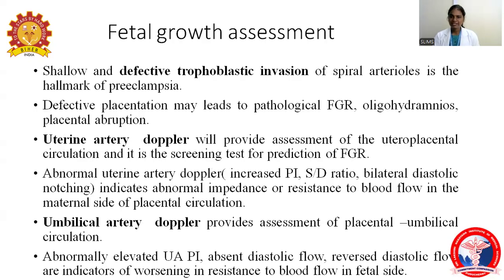Uterine artery Doppler will provide assessment of the uteroplacental circulation and is a screening test for prediction of FGR and preeclampsia in the first trimester itself. Abnormal uterine artery Doppler, that is increased PI, S/D ratio, and bilateral diastolic notching, indicates abnormal impedance or resistance to blood flow in the maternal side of placental circulation. And next is umbilical artery Doppler. It provides assessment of placental to umbilical circulation. Abnormally elevated umbilical artery PI, absent diastolic flow, and reversed diastolic flow are indicators of worsening resistance to blood flow.